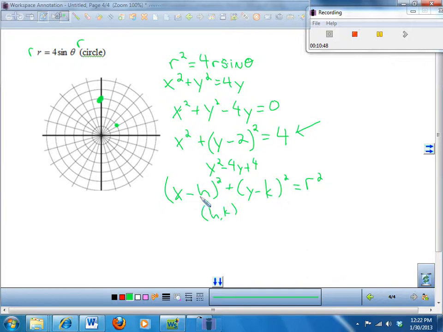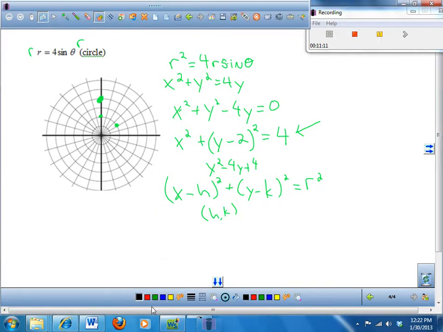So the h is 0, so that means that the center is at (0, 2) with a radius of 2. So if I go up to (0, 2) and draw a circle that has a radius of 2, I'm going to try to do that with my fancy circle tool. Okay, I'm going to make it red this time. And let's see if it goes through those 2 points that I plotted earlier, which it kind of does.